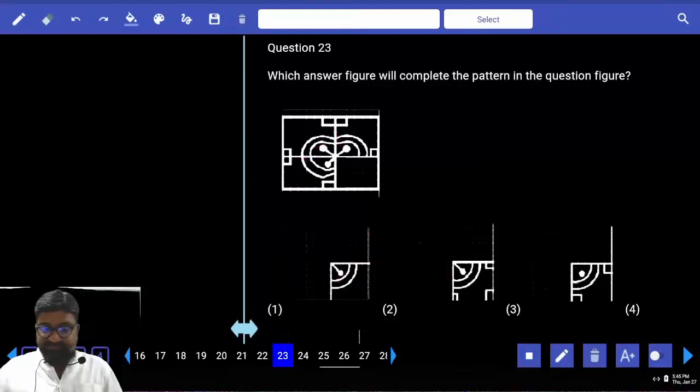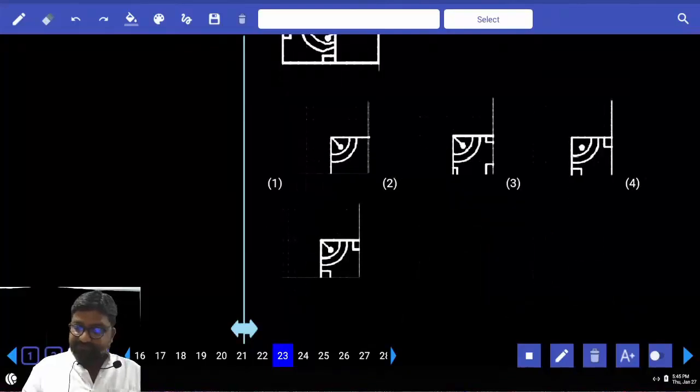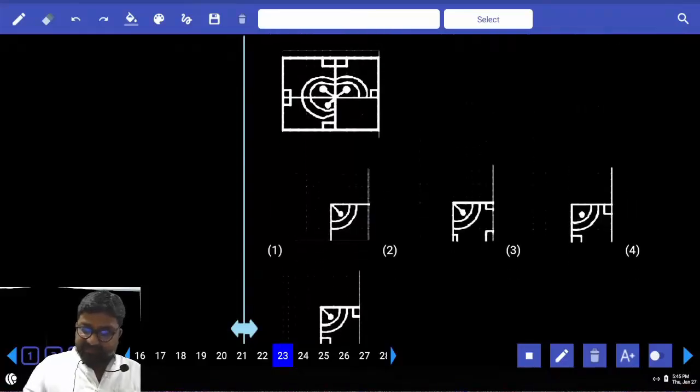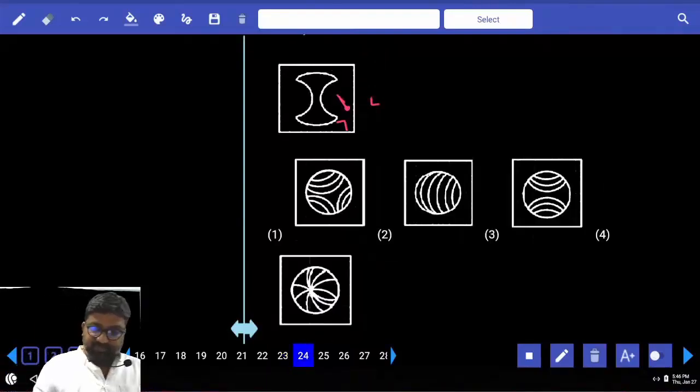23. Come on, 23. What is the answer? Obviously the fourth option. Yes. Because of the square here. Okay? And then you'll get an extension here and this is what you get. So this I can find only in the fourth option.